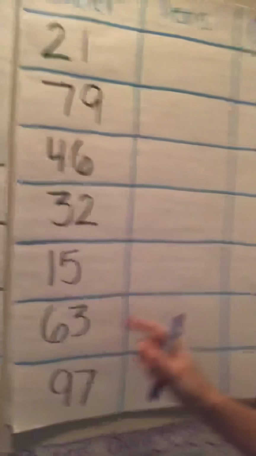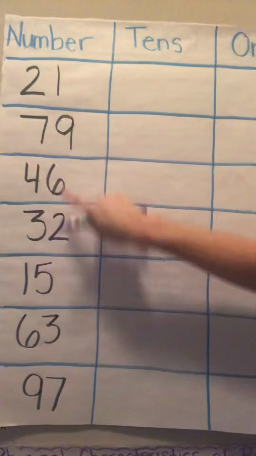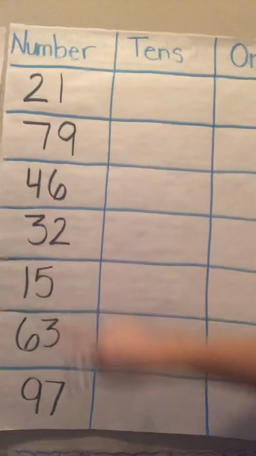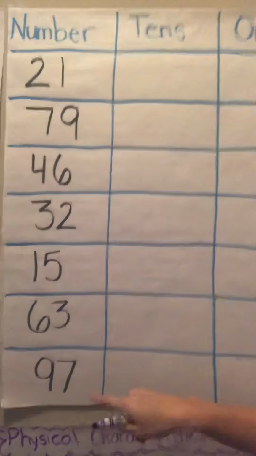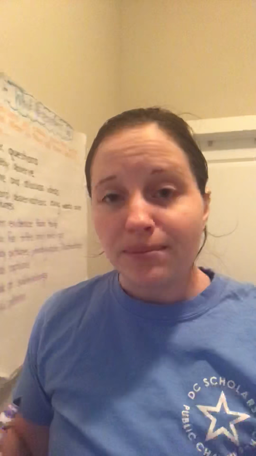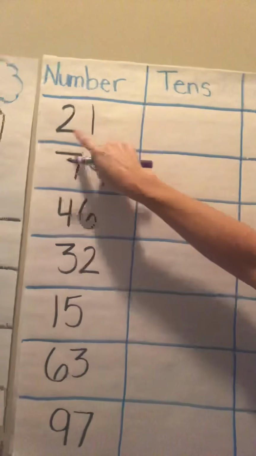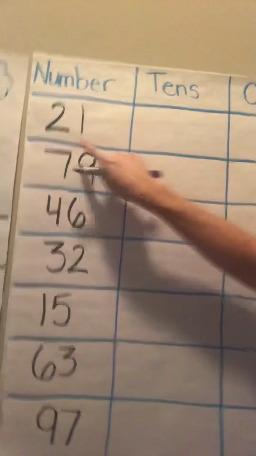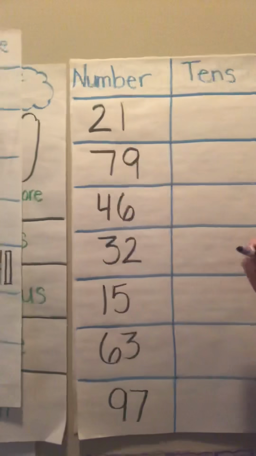So we have our chart here with all of these numbers, 21, 79, 46, 32, 15, 63, and 97. And again, these are two-digit numbers because there's two numbers in each one. And we've been talking about tens and ones. So normally we have you draw and represent them, but we're just simply writing the number. So for example, our number 21, we need to figure out which of these is our tens and which of these numbers is our ones. So who remembers which is which?